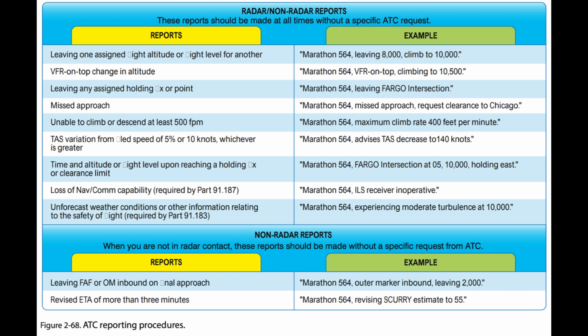Figure 2-68. Non-radar position reports. If radar contact has been lost or radar service terminated, the CFRs require pilots to provide ATC with position reports over designated VORs and intersections along their route of flight. These compulsory reporting points are depicted on IFR en route charts by solid triangles. Position reports over fixes indicated by open triangles are non-compulsory reporting points and are only necessary when requested by ATC.